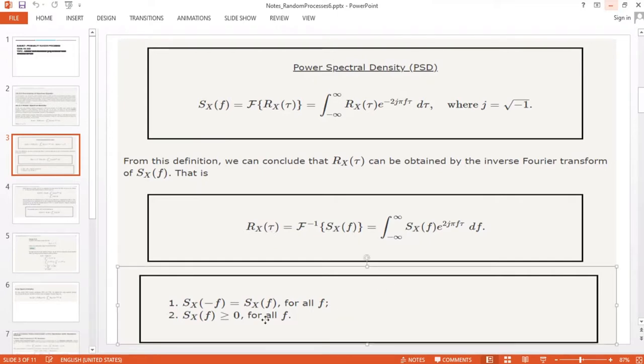Some properties of this power spectral density: like the autocorrelation function, it is also an even function of f. S_X(-f) equals S_X(f), and it is always non-negative for all frequencies.